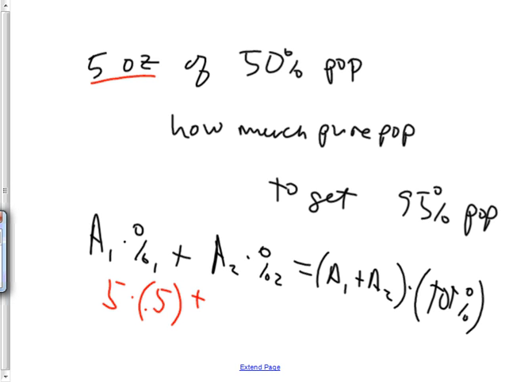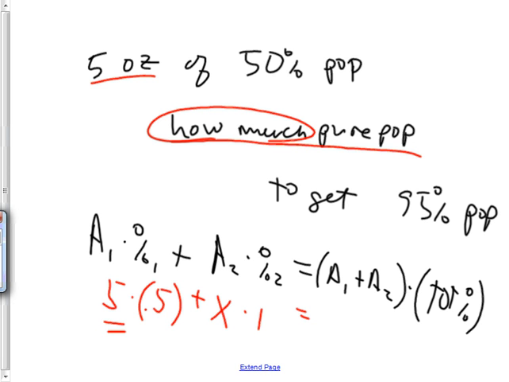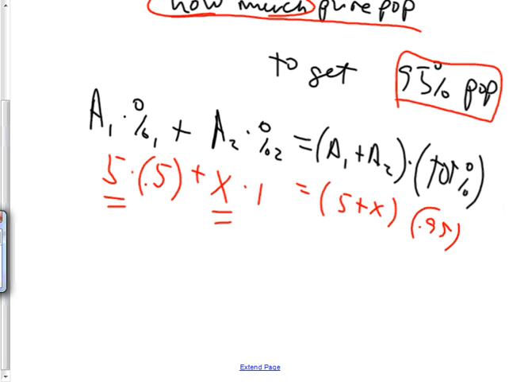Plus amount 2, it says how much pure pop. That tells you two things. How much implies I don't know, so I put an X. Times pure pop, what percent is that? 100%. What decimal is that? That's a 1. Equals A1 plus A2. Well, here's amount 1, here's amount 2. So 5 plus X times total percent. The total percent we wanted was 95% pop, 0.95.